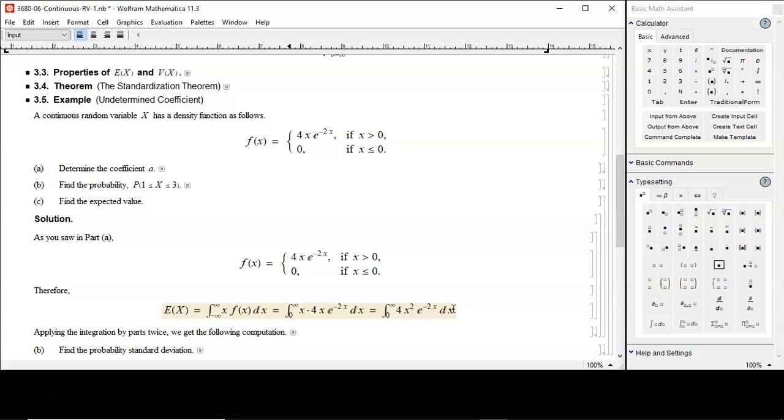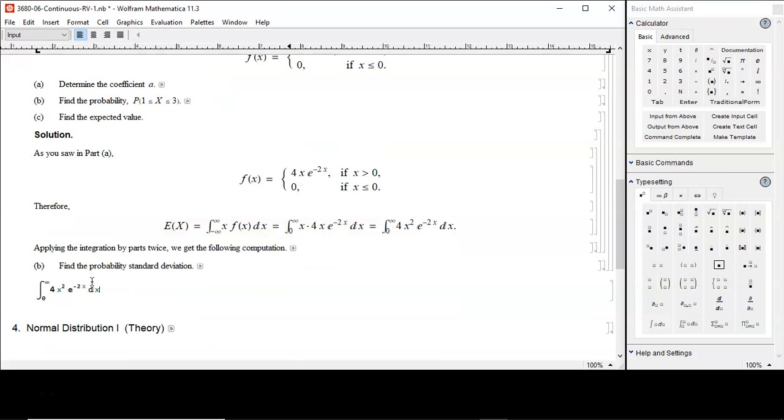Again, this integral computation is just calculator work because it's too complicated. You'll have to use integration by parts twice. It'll turn out this is just 1, so the expected value is 1.